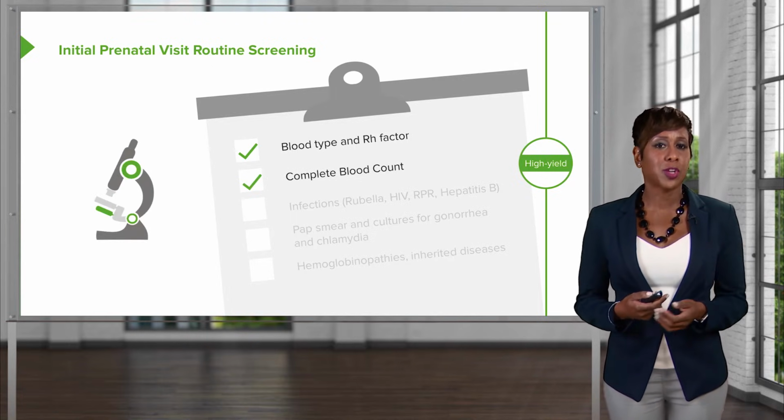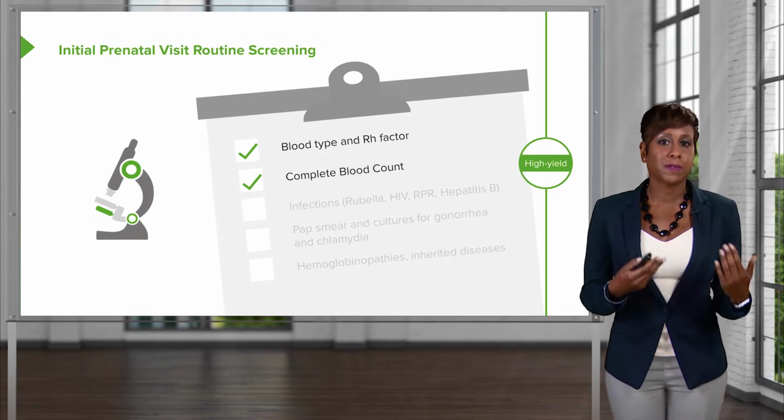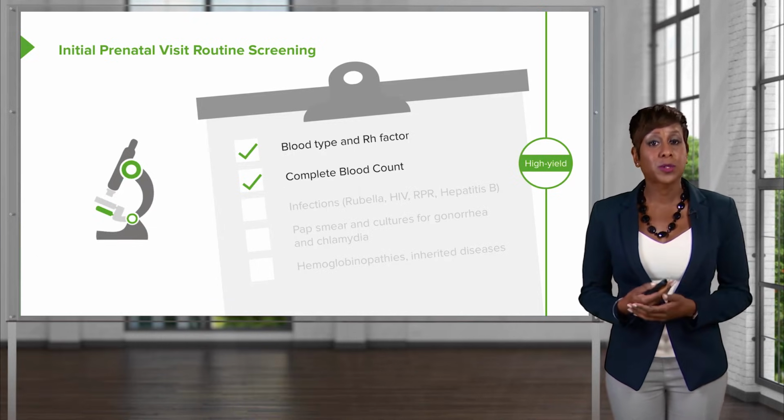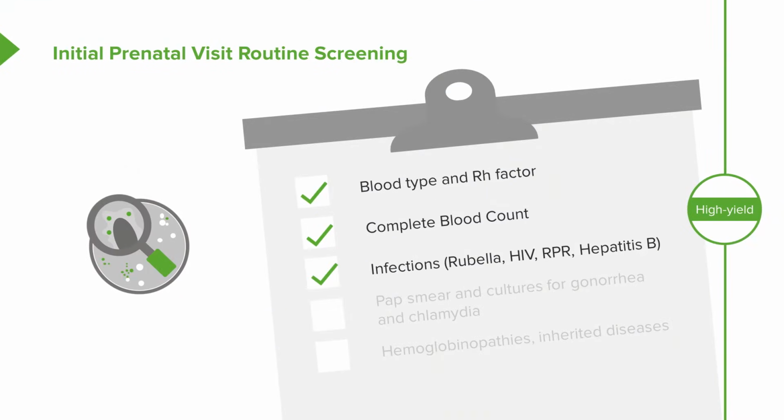So complete blood count. We want to establish a normal hemoglobin and hematocrit for the beginning of pregnancy because we do know that physiologically, pregnant women do experience anemia. So we want to know where they're starting. So during our initial prenatal visit routine screening, there are some infections that we need to screen for.